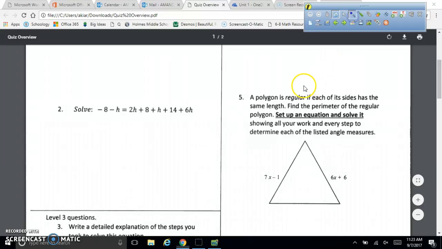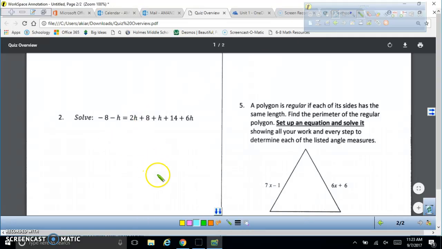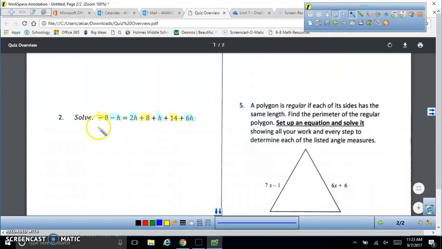Question number 2. We're going to combine like terms first. So let me take out my highlighter. If I can't keep track of my like terms, I'm going to highlight them. This is a -H. Make sure you're keeping track of signs. That's an H, that's an H, that's an H. Okay, let's go ahead and look at our constants: -8, 8, 14.